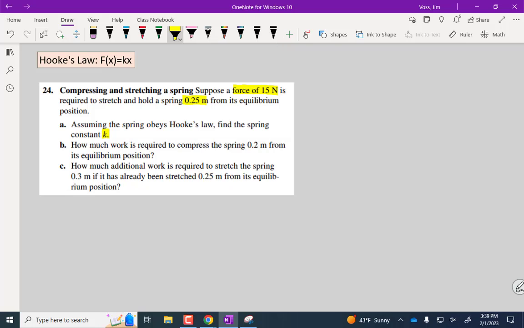But here they say a force of 15 newtons is required to stretch the spring 0.25. That is the data point they give us. We know that Hooke's law is in play. So 15 newtons is K times a quarter of a meter. Right away we can find K with that data point. The K for this spring, no matter what, is going to be 60. That's the spring constant for this particular spring.